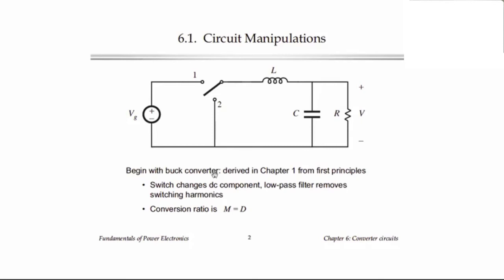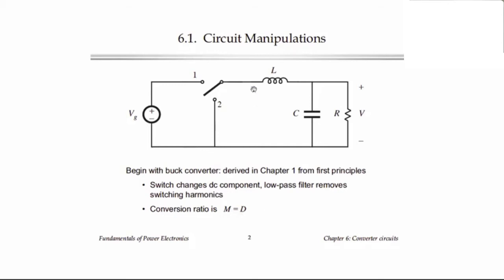taken a basic idea about this converter, that we have a switch network that changes the DC component of the voltage, and then this is followed by a filter that removes the switching harmonics and passes this changed DC component to the load. And we know now from all of the analysis and basic arguments that the conversion ratio of the buck converter is M equal to the duty cycle D, where this conversion ratio is the ratio of the output to the input voltage.